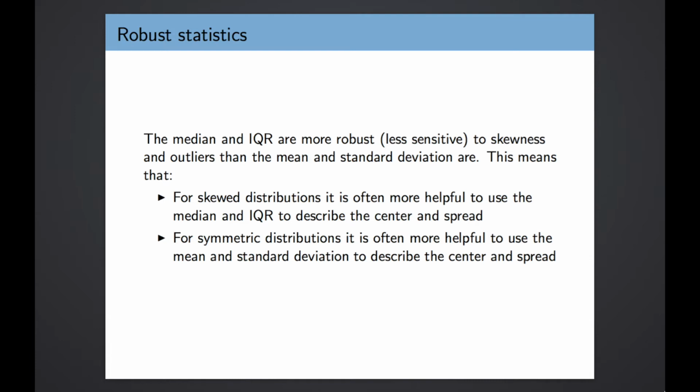But for skewed distributions, and distributions where there are extreme outliers, it can be a lot more helpful to take a look at the median and the interquartile range to describe the center and the spread of the distribution, because those statistics are not going to be changed so dramatically by the presence of outliers or the presence of skew.